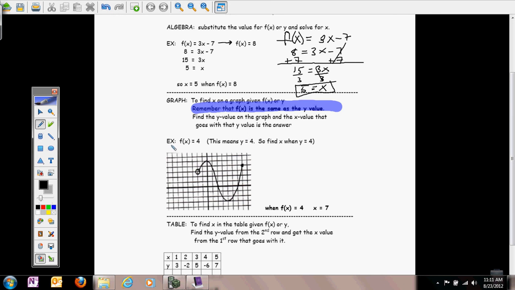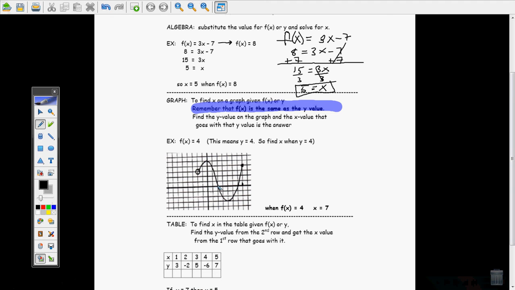Okay, so it says that the example is f of x is equal to 4. This means that y is 4. So if we want to know what x is when y is 4, then you come up here, 1, 2, 3, 4. And you don't have necessarily a point on here, but you do have a solid point right here. So when y is 4, x is down here, and you can simply count to it 1, 2, 3, 4, 5, 6, 7. X is 7.